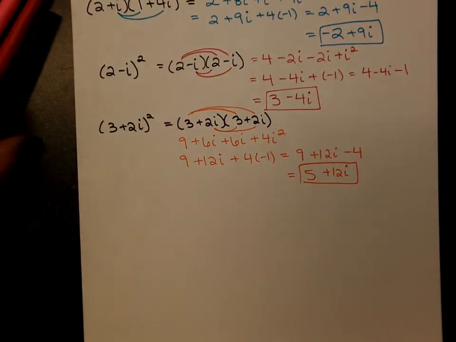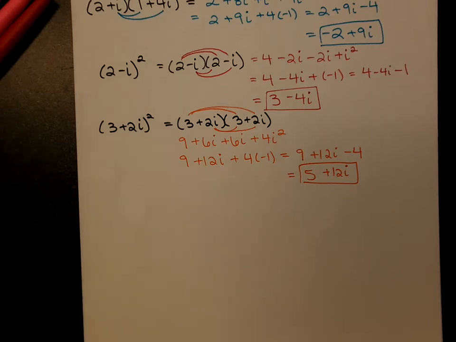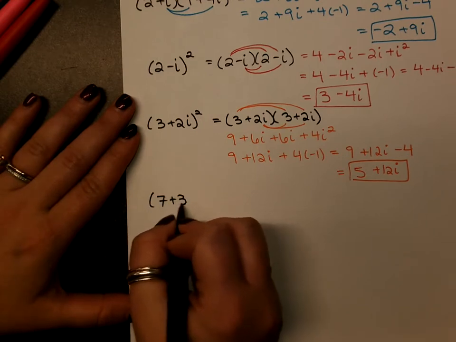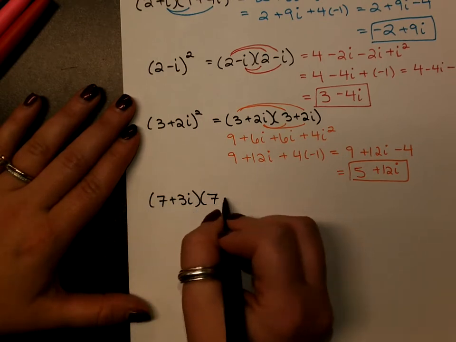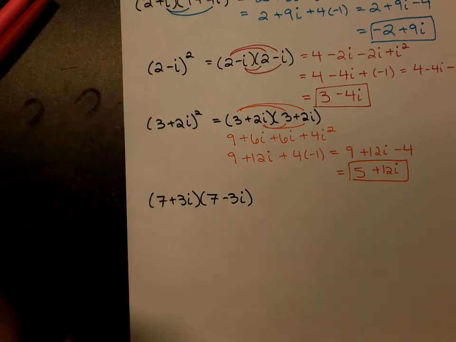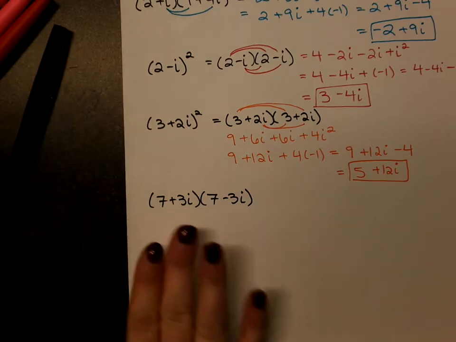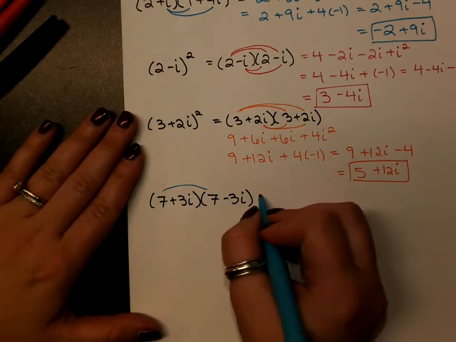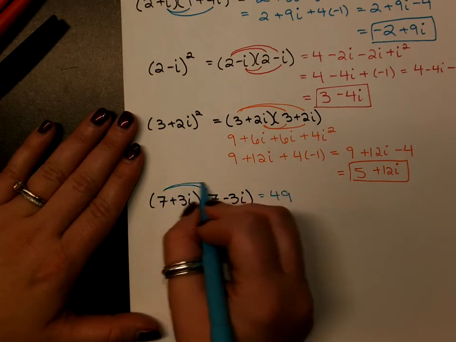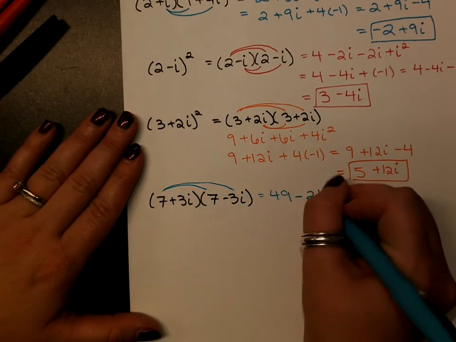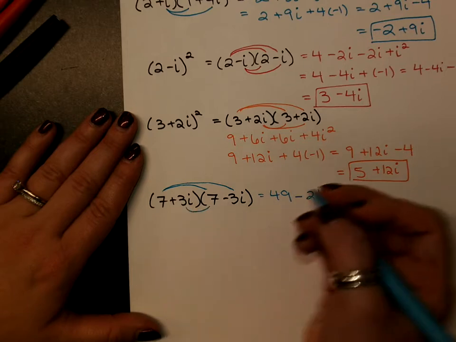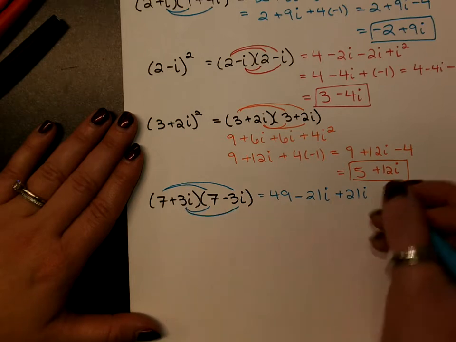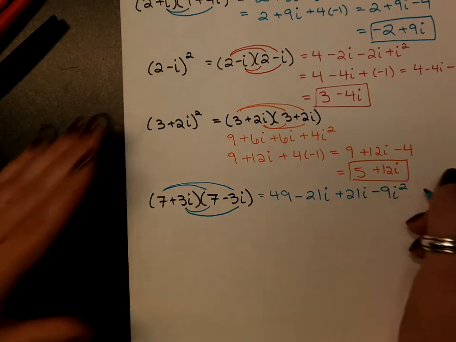All right. A couple more, and then we will move on to division. So let's do 7 plus 3i times 7 minus 3i. If you feel comfortable, pause the video and FOIL it yourself. If not, you can watch me. 7 times 7 is going to give us 49. 7 times negative 3i is negative 21i. Positive 3i times 7 is positive 21i. Positive 3i times negative 3i is negative 9i squared.